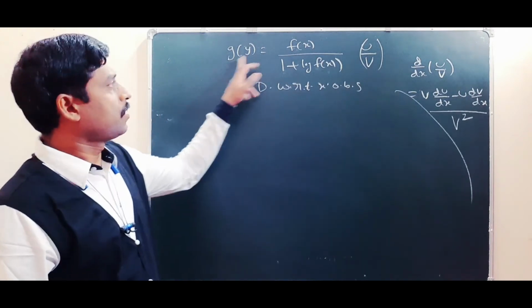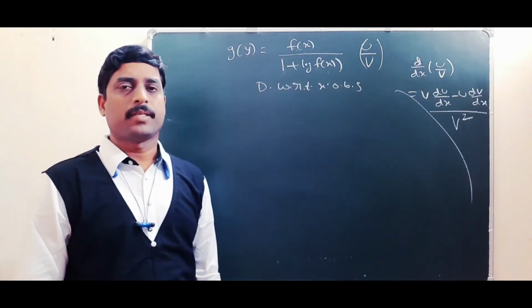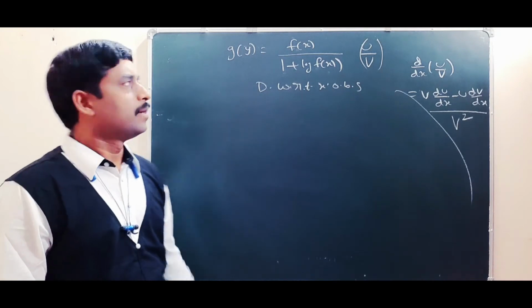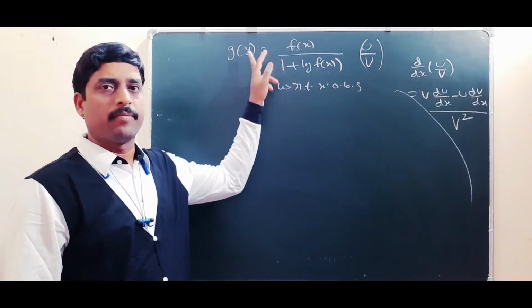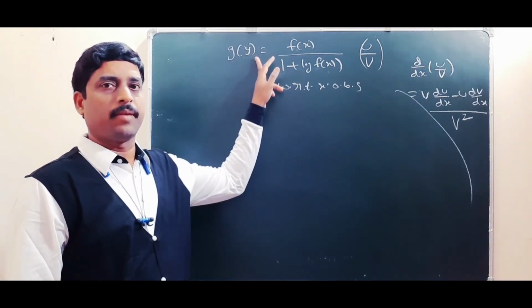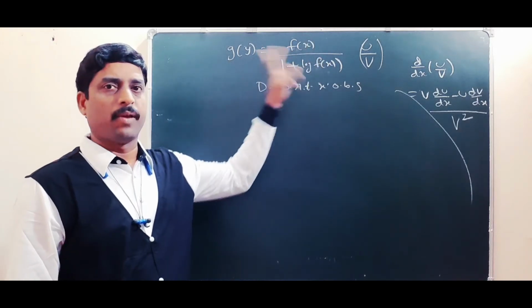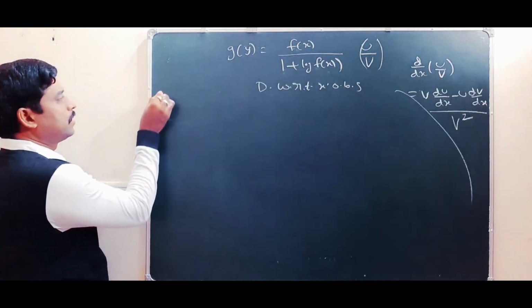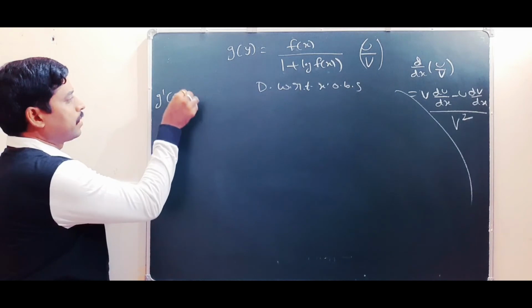Okay, we have got g of y. Now, differentiating with respect to x on both sides, the differentiation of g of y gives g dash y into dy by dx, and on the right side we use the u by v formula.